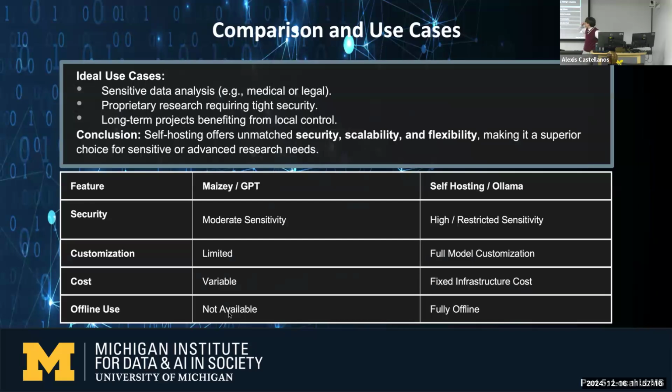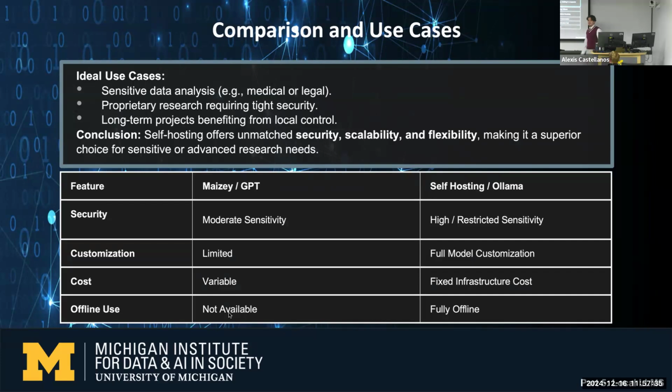It's a comparison to use cases. We'll outline Maisie and GPT, but pretty much everything else except Julius slots into this. Moderate sensitivity to highly restricted. Customization is limited if you use the university resources like GPT and Maisie.